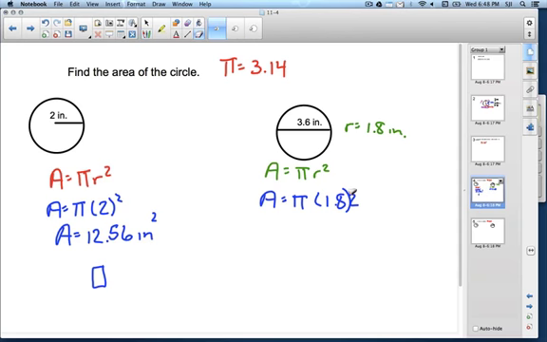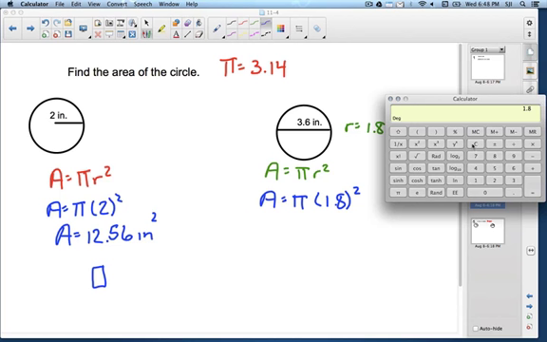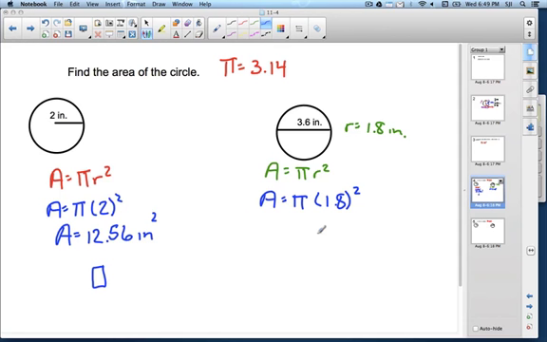Let me write that a little more clear. (1.8) squared. So that means with our calculator, you're going to do the 1.8 squared first. 1.8. You can either push this button, or this time I'll show you, times 1.8 equals, and then I'm going to take this and multiply it by 3.14. And we get 10.1736. And then we're going to label that inches squared.